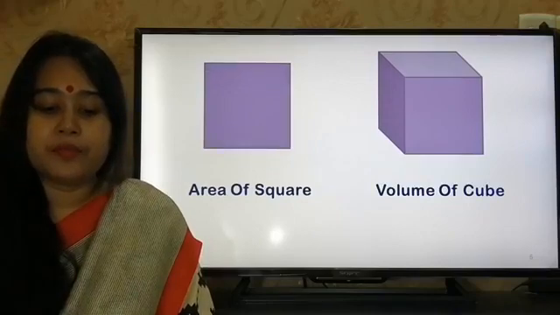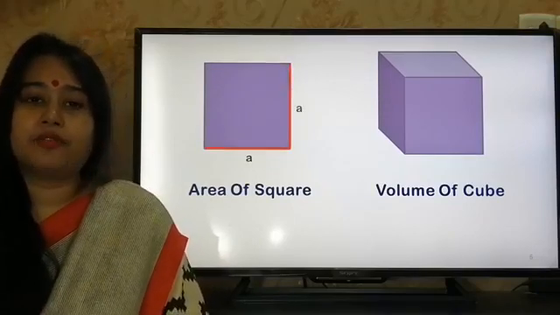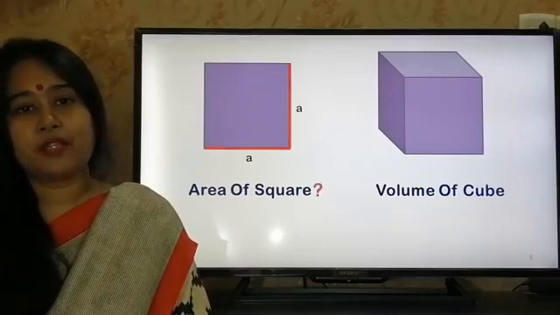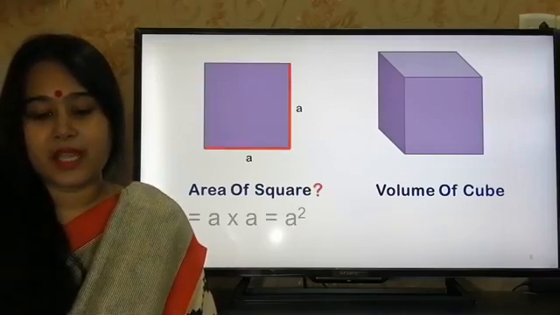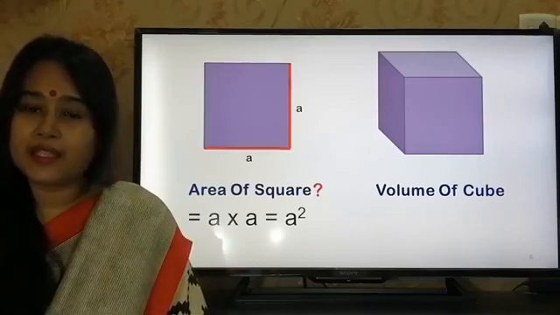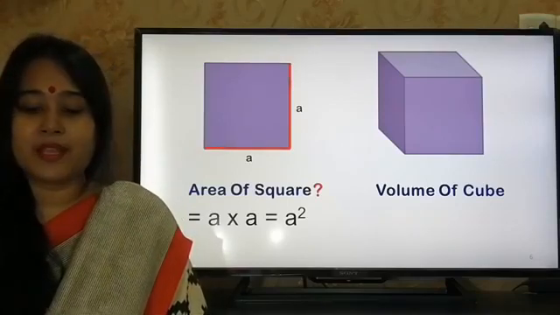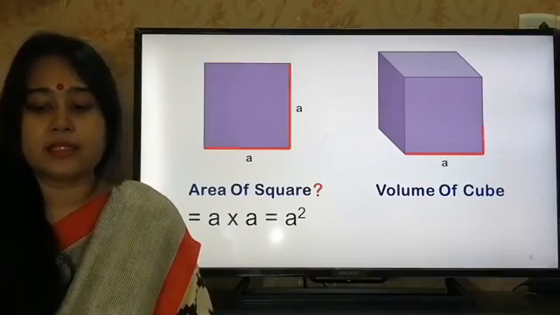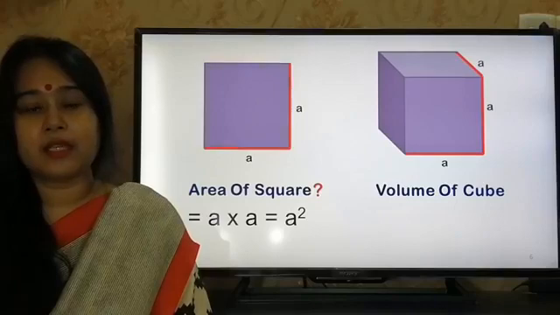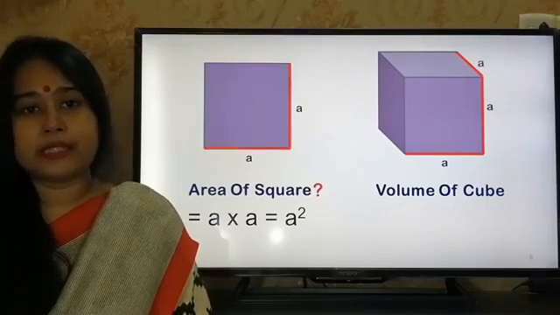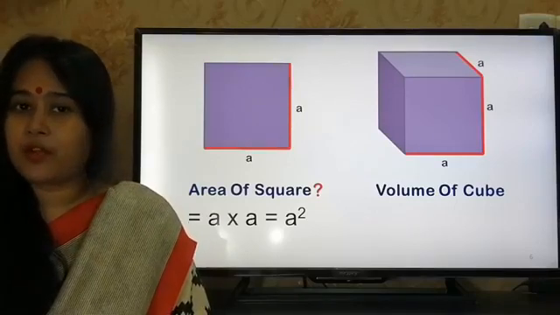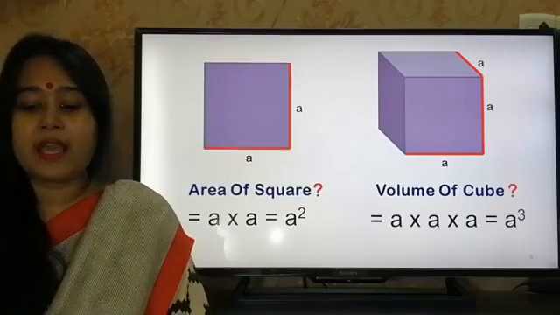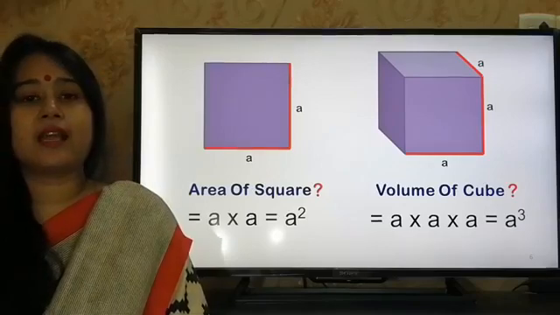Suppose the length of a side of the square is A, then what will be the area of the square? The area of the square will be A into A, that is A square. And similarly, if we suppose that the length of the side of the cube is A, then what will be the volume of the cube? It will be A into A into A, that is A cube.